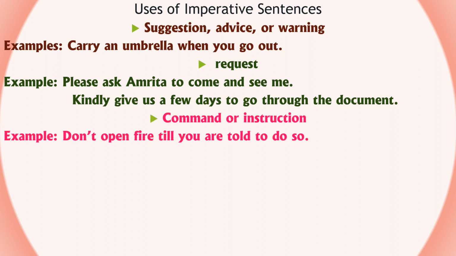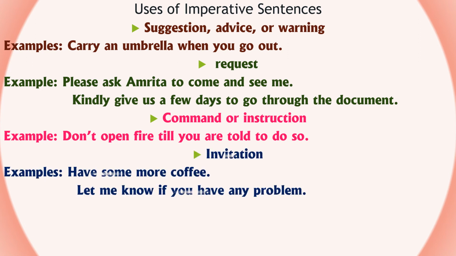Command or instruction. In imperative sentences, command or instruction, for example, don't open fire till you are told to do so. இது ஒரு commander அல்லது higher authority give the command, they can give command to us, right? So that is called command or instruction. The next one, invitation. Have some more coffee, let me know if you have any problems. So that is called invitation. Invitation is nothing but we should ask them to do so.